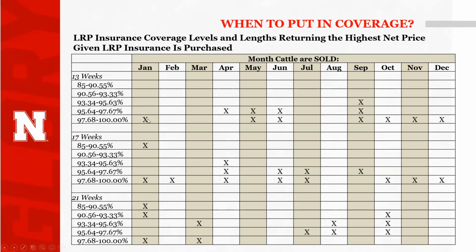So the X is what that represents, saying that if you're going to sell cattle in January, and you choose an endorsement length of 13 weeks and a coverage price between 97.5% and 100%, January over this 20-year period is going to return the highest net price if you use LRP relative to just staying in the cash market.